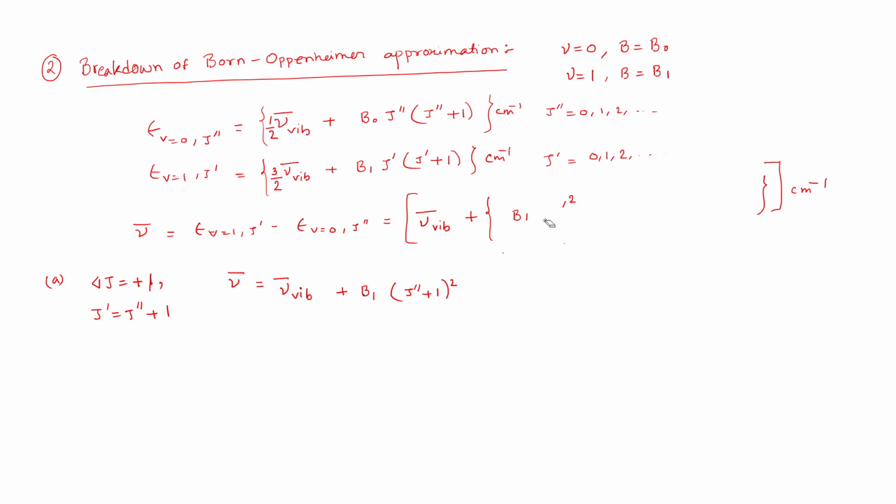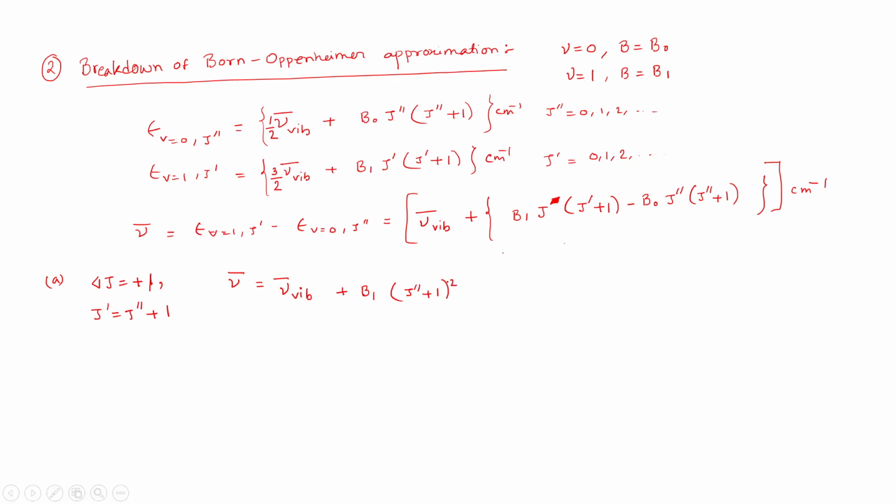I have already done the derivation here also, but on paper, so that I myself will not fumble. So J prime, not J double prime. So this is J prime plus 1 minus 0 J double prime plus 1. Okay, so we'll take everything to J double prime.